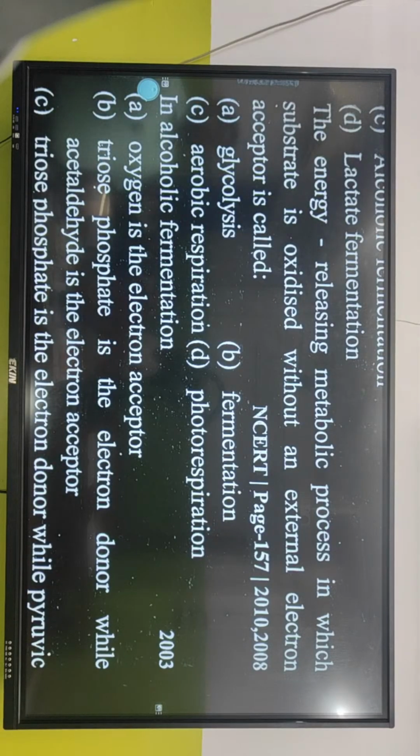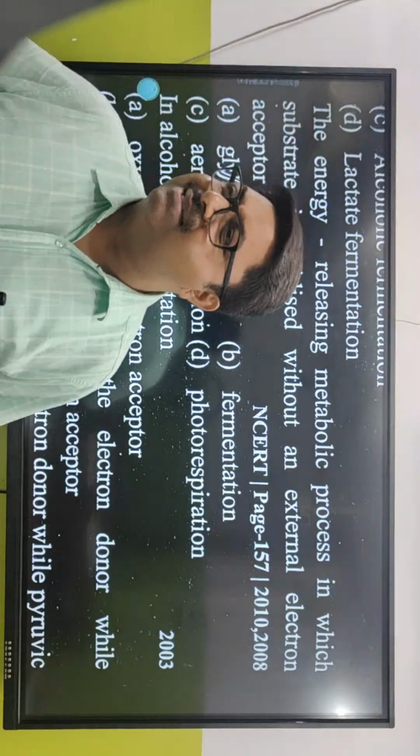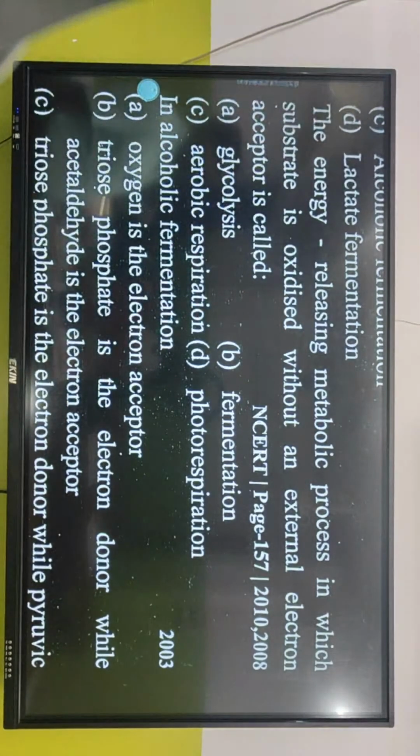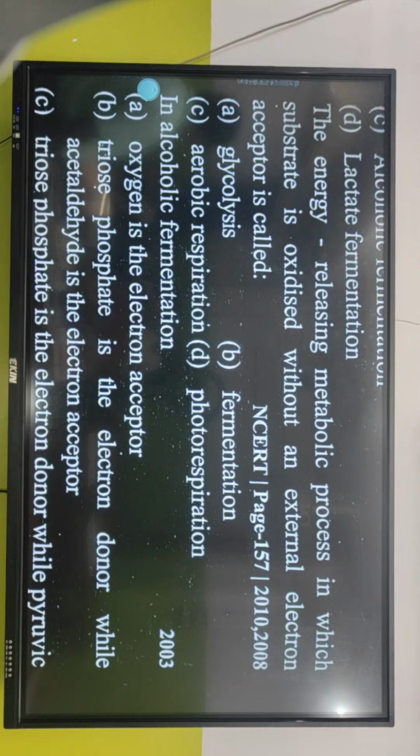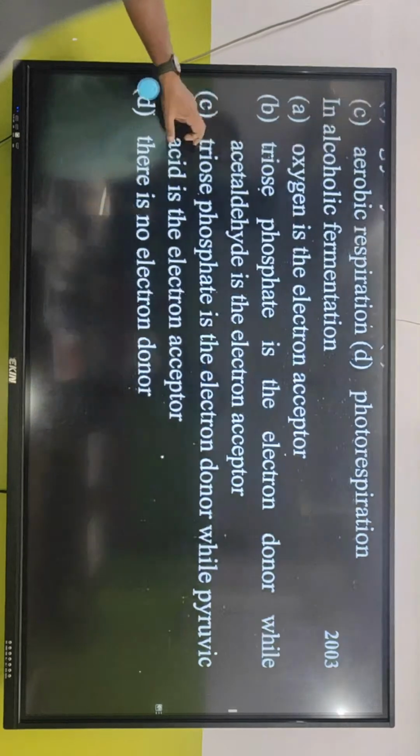The energy releasing metabolic process in which substrate is oxidized without an external electron acceptor. What was the wasteful process? ADP was formed, NADPH2 was formed, and that's why it was called a wasteful process, photorespiration. In alcoholic fermentation.